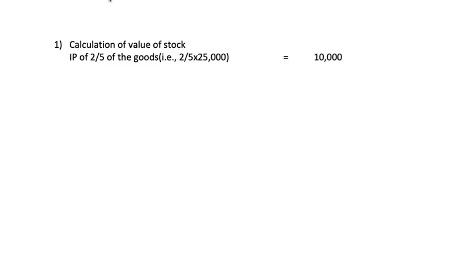That is 2 by 5 into 25,000, right? So how much are we going to get? We are going to get 10,000 rupees here. Then we are going to add non-recurring expenses. If we look in the problem, we have non-recurring expenses of 2,000.